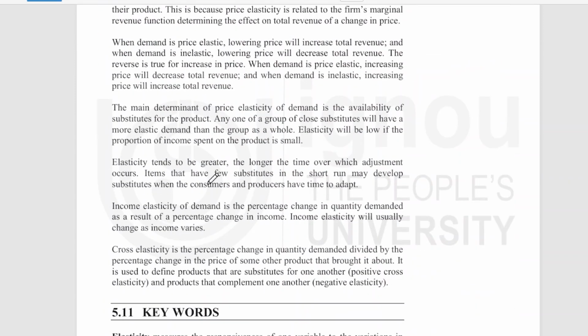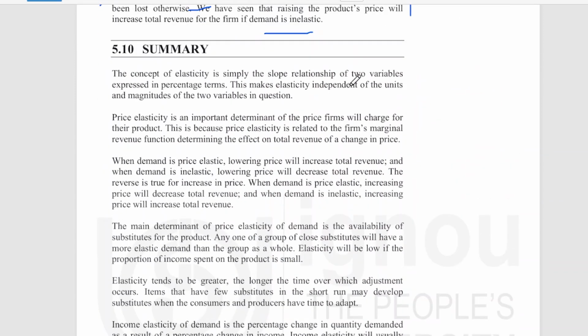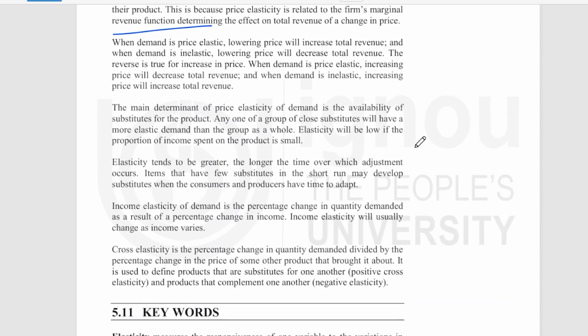And the summary of this unit is here. The concept of elasticity is simply the slope relation of two variables expressed in percentage terms, and this makes elasticity independent of the unit and magnitude of the two variables in question. And price elasticity is an important determinant of the price firms will charge for their product, because price elasticity is related to the firm's marginal revenue function, determining the effect on total revenue of a change in price. When demand is price elastic, lowering price will increase total revenue, and when demand is inelastic, lowering price will decrease total revenue. And the reverse is true for an increase in price.